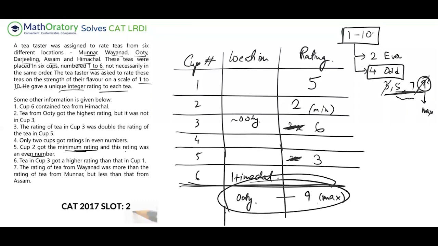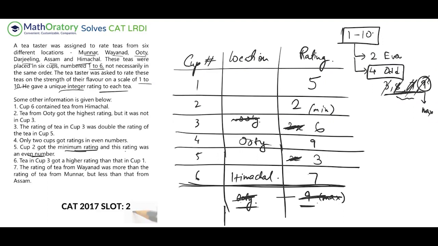Now we can fill this Ooty thing, because this Ooty and 9 cannot come here, cannot come here, and cannot come here, right? Because this is Himachal. So the Ooty and 9 has to fall in here. So you can take this off. This is done. This is also done. So these are already filling up, and the only rating left out is 7, right? So every number is also picked up. So ratings are done according to cup numbers. The only thing that is left out is location.